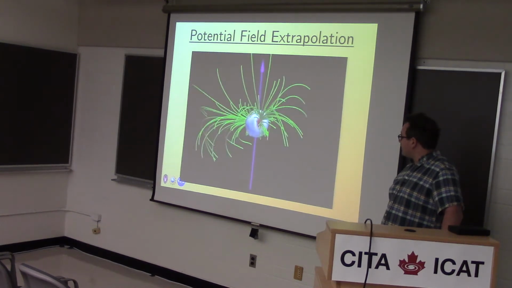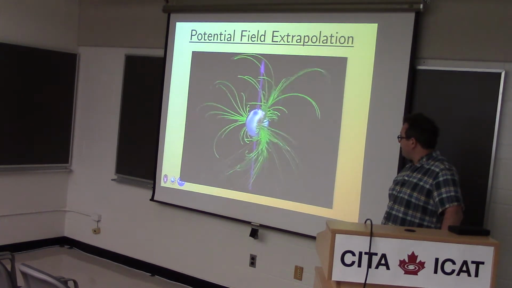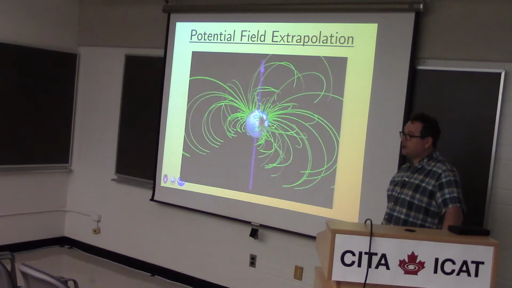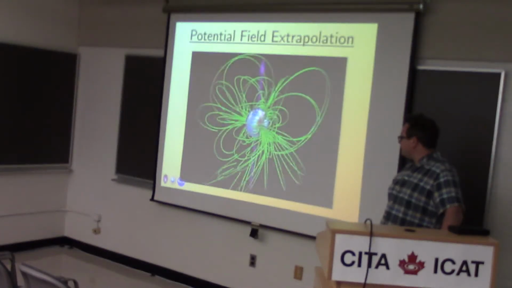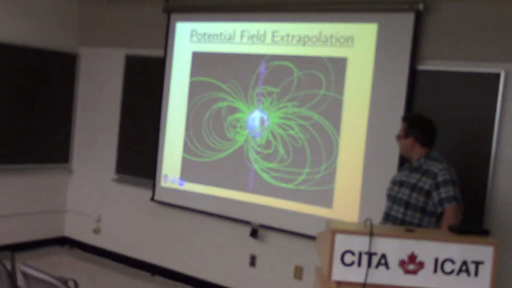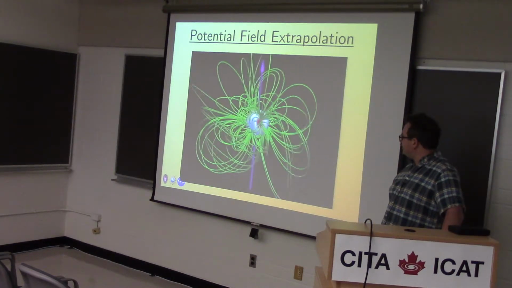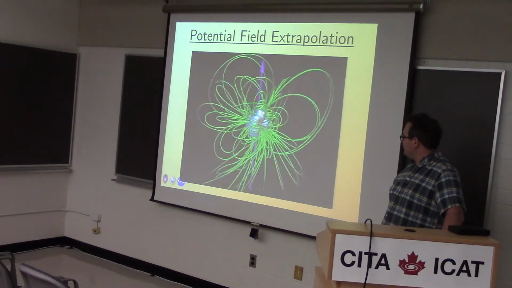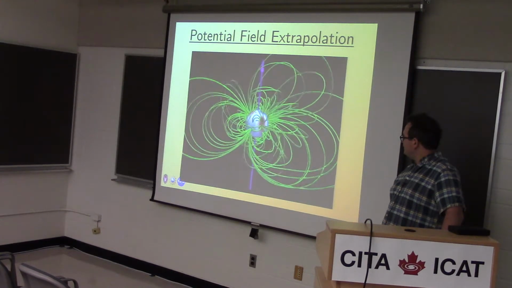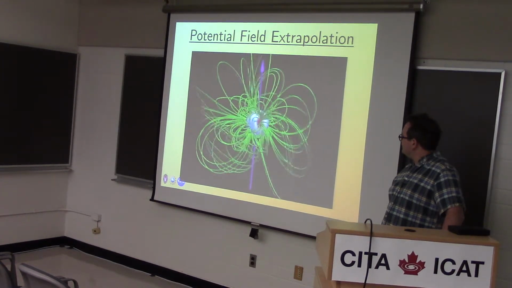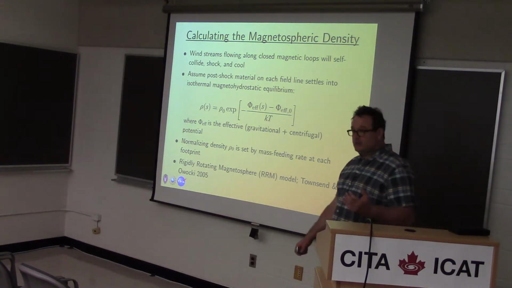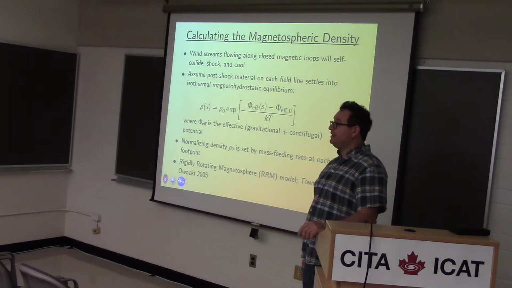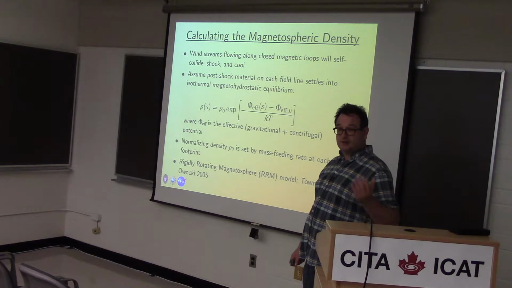So to do this extrapolation, I know what the potential is at each point in space. I take the gradient of the potential, and that tells me what my magnetic vector is, and I just integrate lines that are tangent to that vector everywhere. So you can see that this star certainly has quite a non-dipolar field. It's a pretty complex field. Okay, so using this potential extrapolation approach, we can figure out what the magnetic field is around the star.